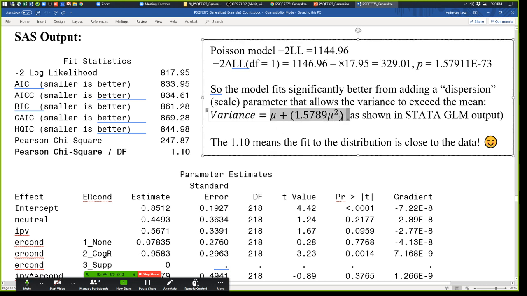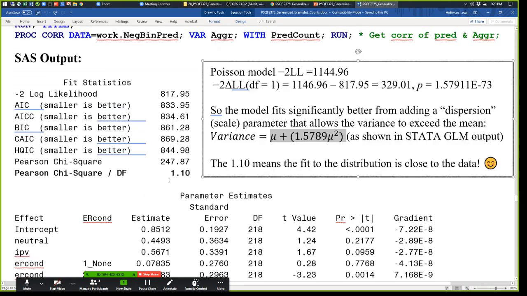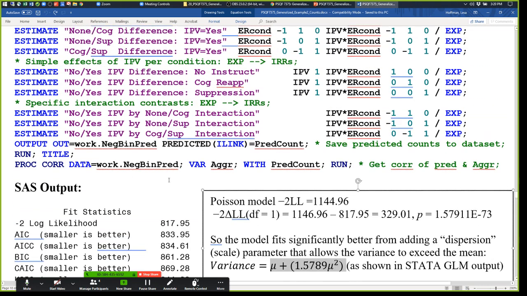This is what the model says the variance is supposed to be. The variance at any given predicted mean is equal to the predicted mean plus a stretchy factor that multiplies the mean squared. That's what the predicted variance is. So significant stretchy, as it were. Ta-da!